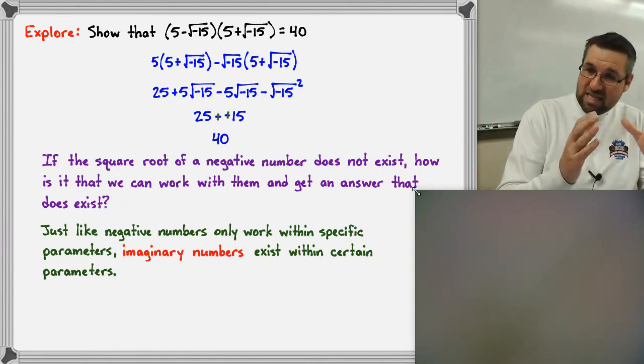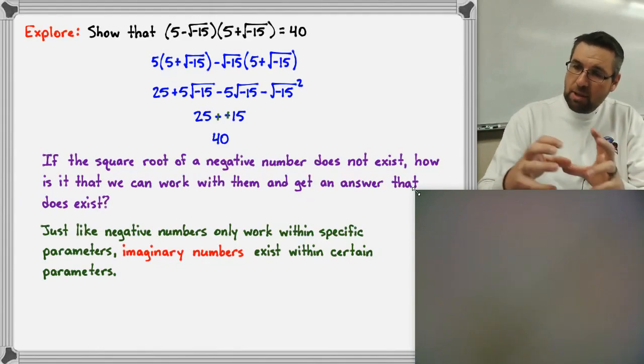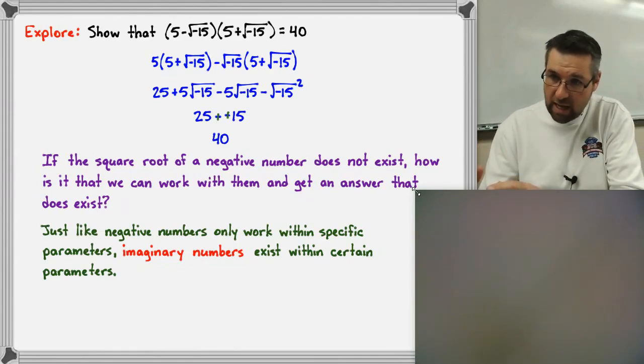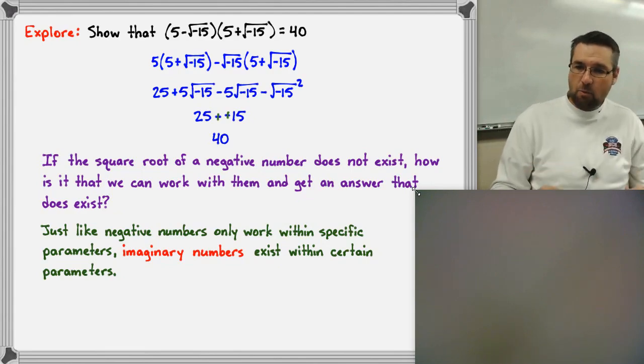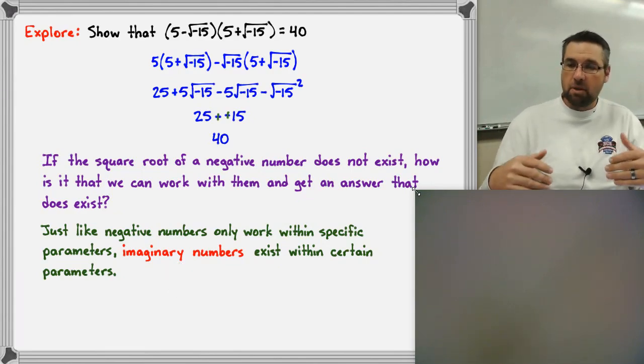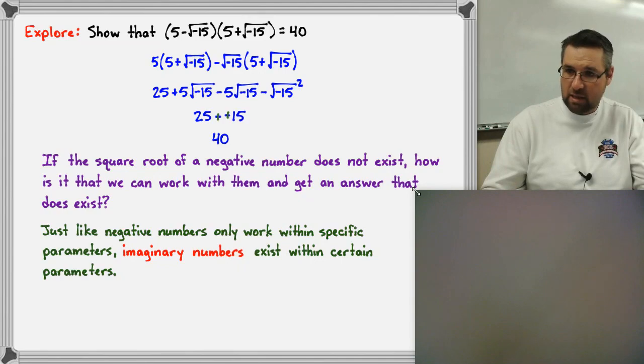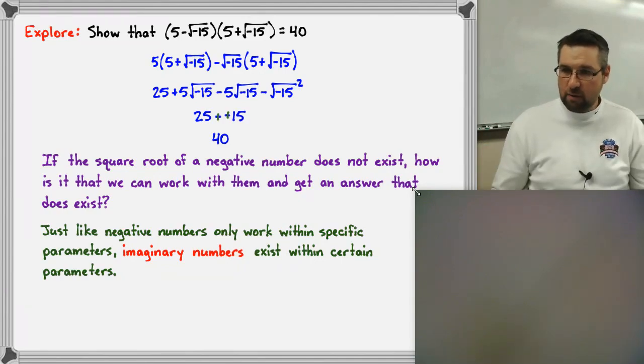So there are these negative numbers that we can apply to different contexts, right? And that's why we have them. In the same way, we have imaginary numbers that apply to specific contexts, but they don't apply to everything, okay?